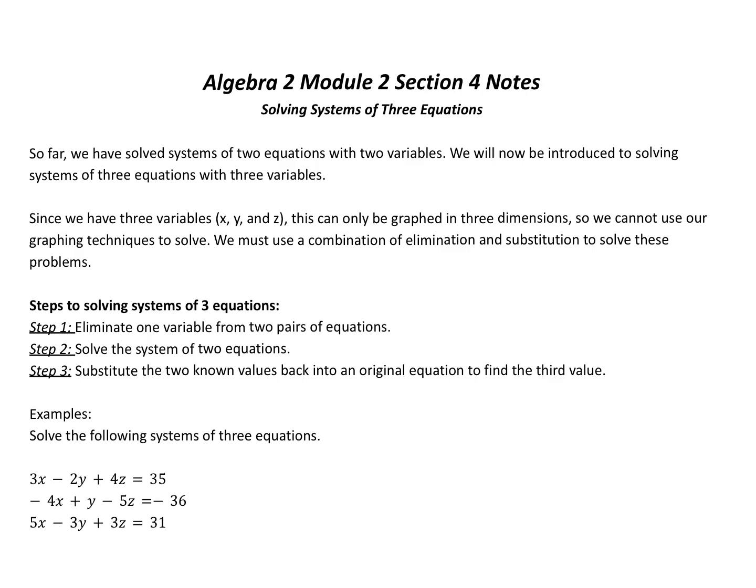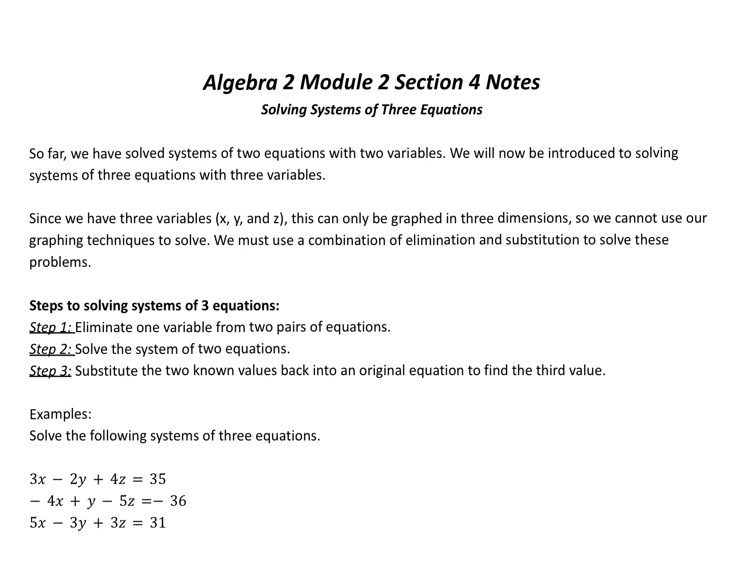In section 4, we are going to talk about solving systems of 3 equations. Up until this point, we've been solving systems with 2 equations and 2 variables. Now we're going to talk about solving systems of 3 equations with 3 variables. So our 3 variables are going to be x, y, and z, which means it can only be graphed in 3 dimensions. So we're not going to be able to use graphing to solve a system of 3 equations.